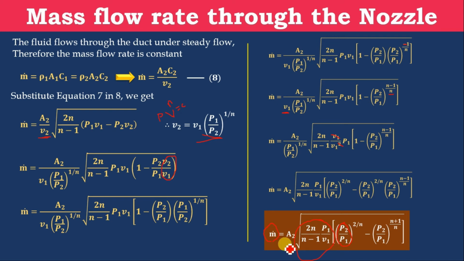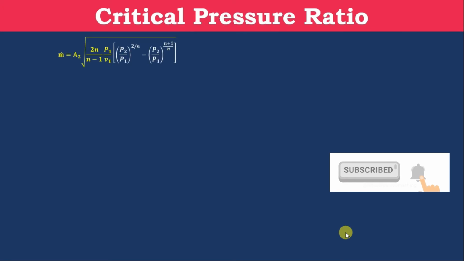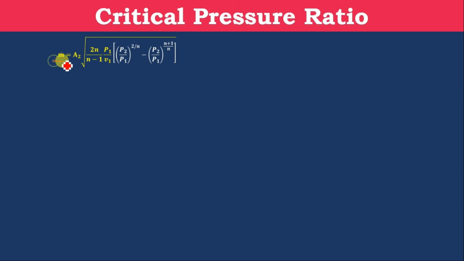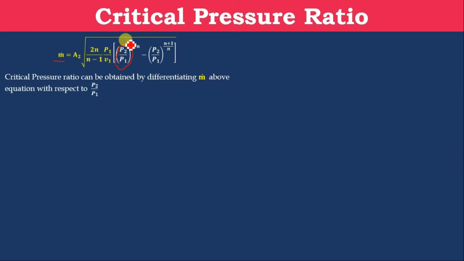Now to get maximum mass flow rate, differentiate this mass flow rate with respect to P2 divided by P1. This P2 divided by P1 we call the critical pressure ratio in the nozzle. Let's consider this is equation number 9. Now we know equation number 9, that is the mass flow rate. Now we are going to differentiate this mass flow rate with respect to P2 divided by P1. Then only we will get maximum mass flow rate for a required pressure ratio.